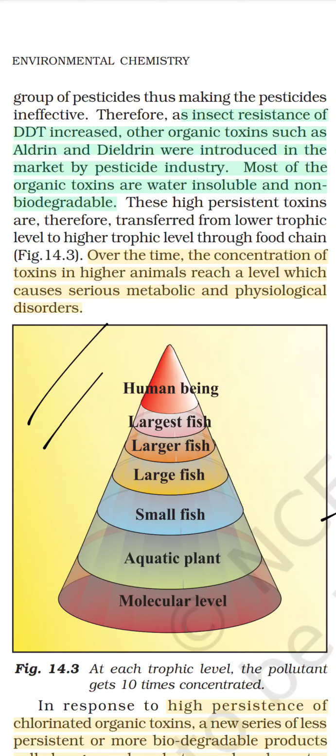Here, in Figure 14.3, at each trophic level the pollutant gets 10 times concentrated. At the bottom, molecular level, then aquatic plant, then a small fish, then large fish, then larger fish, then largest fish, and at the top, human being.